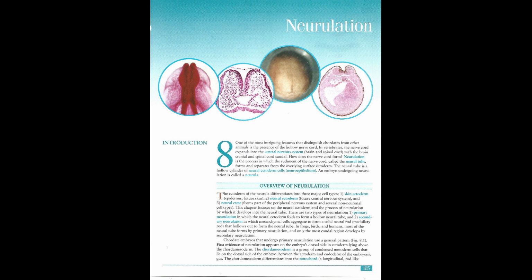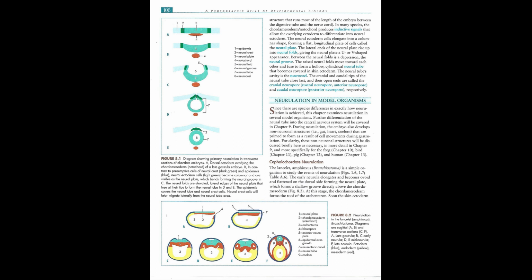Caudate embryos that undergo primary neurulation use a general pattern, Fig 8.1. First evidence of neurulation appears on the embryo's dorsal side in ectoderm lying above the chordamesoderm. The chordamesoderm is a group of condensed mesoderm cells that lie on the dorsal side of the embryo, between the ectoderm and endoderm of the embryonic gut. The chordamesoderm differentiates into the notochord, a longitudinal, rod-like structure that runs most of the length of the embryo between the digestive tube and the nerve cord.